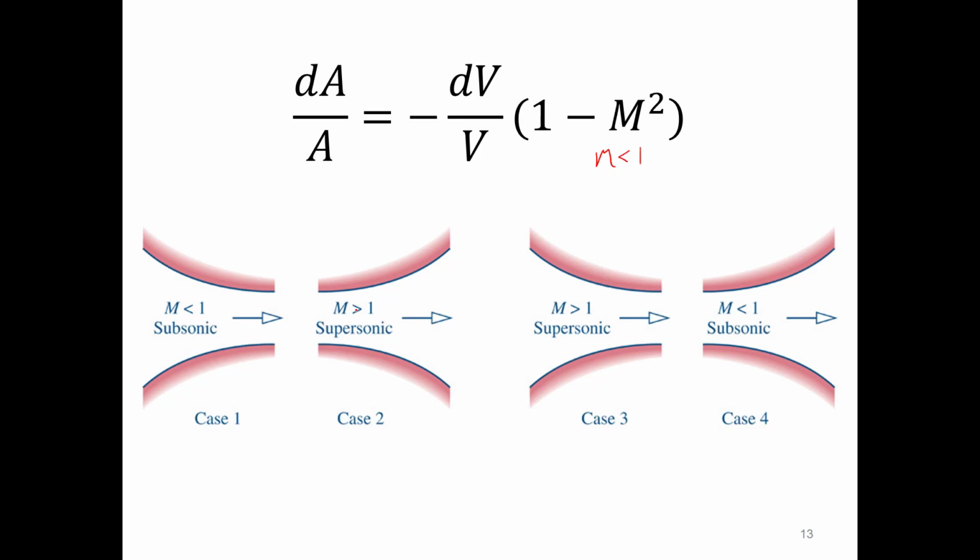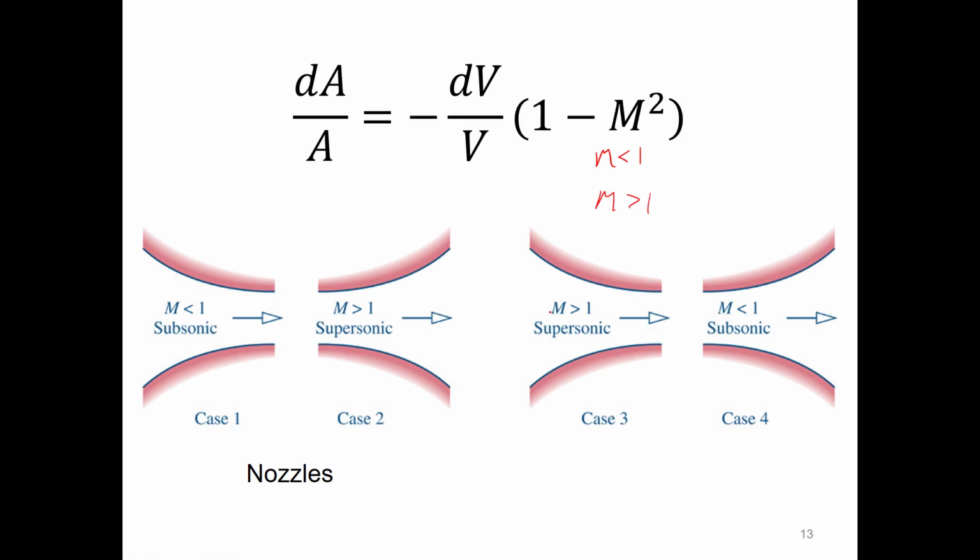Likewise, over here, if the Mach number is greater than 1, the relationship is good because now we've got a negative value over here, and that takes out this negative. So now if area goes up, velocity goes up. In both these cases, the velocity is increasing as it goes through here.